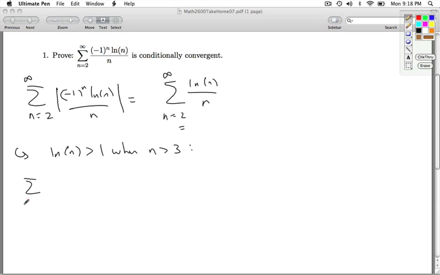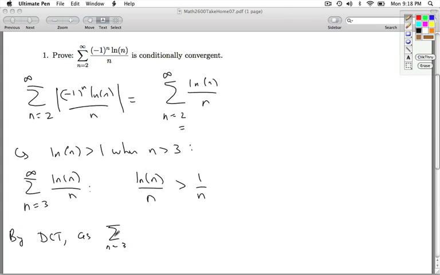So if I look at the series from n equals 3 to infinity of ln n over n, here's what I can say about that. I can say that ln n is bigger than 1, which means ln n over n is bigger than 1 over n. And so by the direct comparison test, the series from n equals 3 to infinity of 1 over n diverges, because it's a p-series, and p equals 1, which is less than or equal to 1. It's the harmonic series.